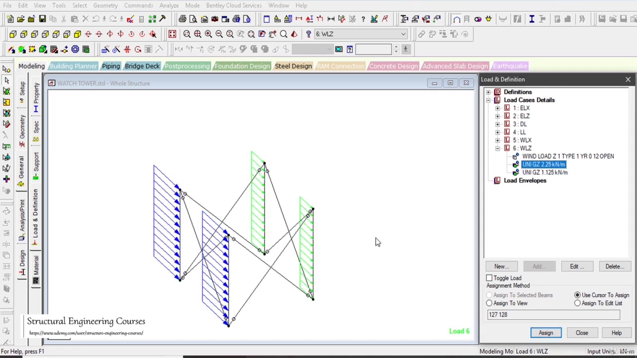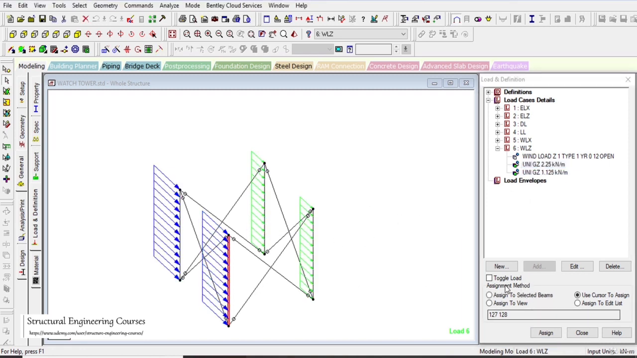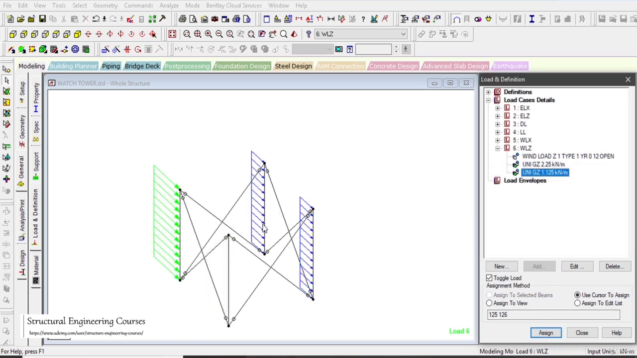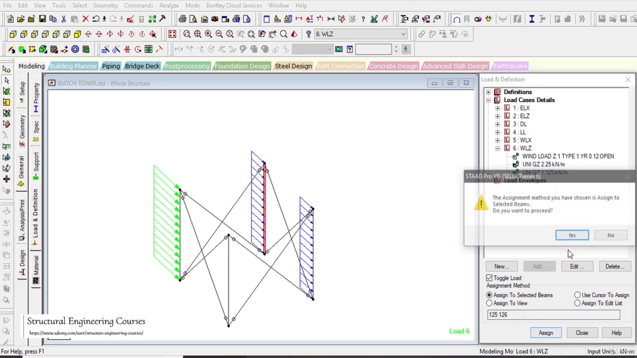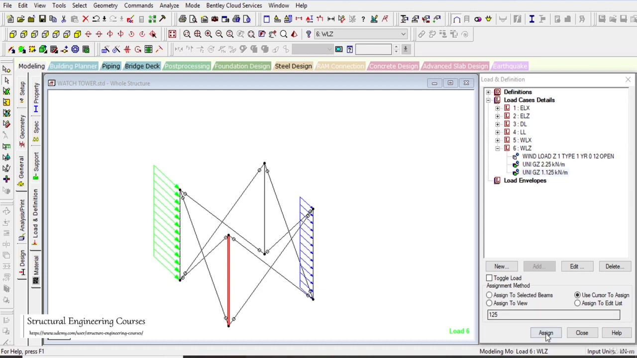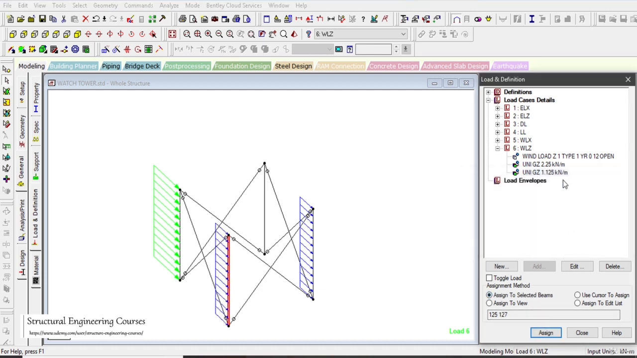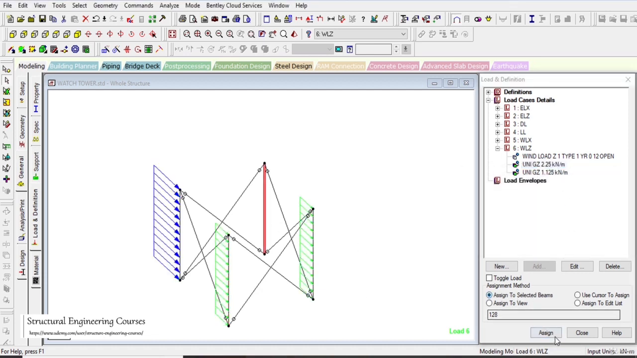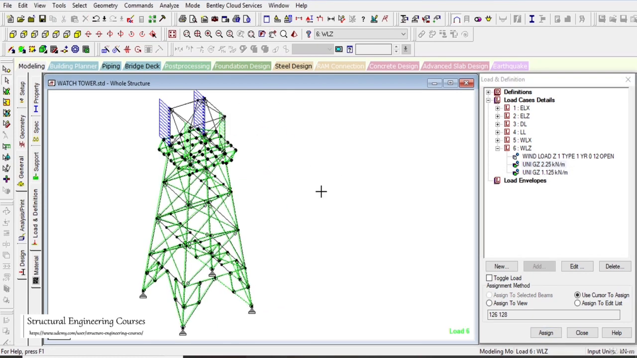So left click on this member here, left click on toggle load. So with this, the loading gets removed. And similarly, we toggle the load here. Now we need to apply 1.125 to this member and 2.25 to this member here. So now the loadings are correct. So now we have applied the wind loading also.